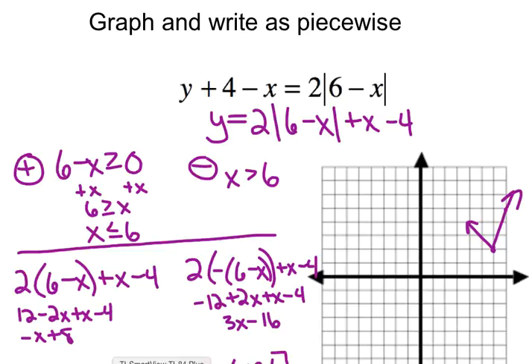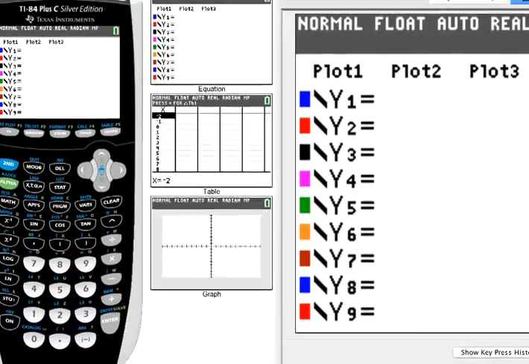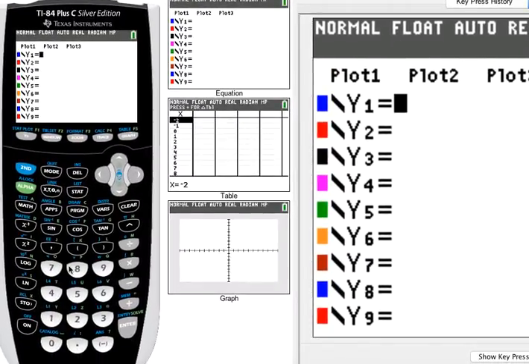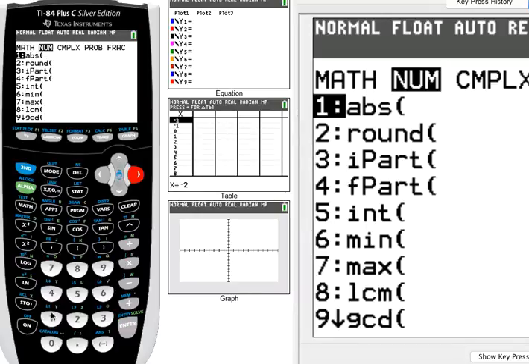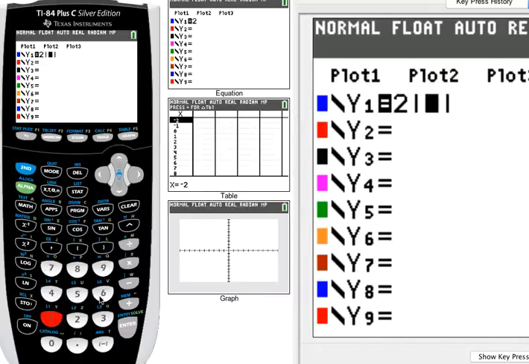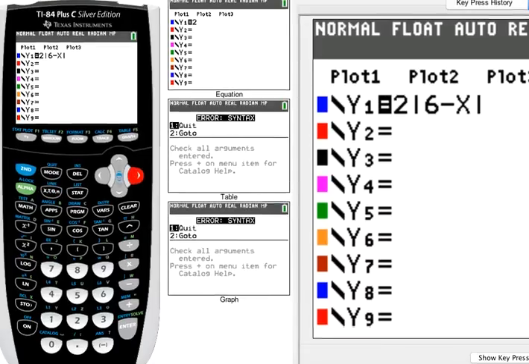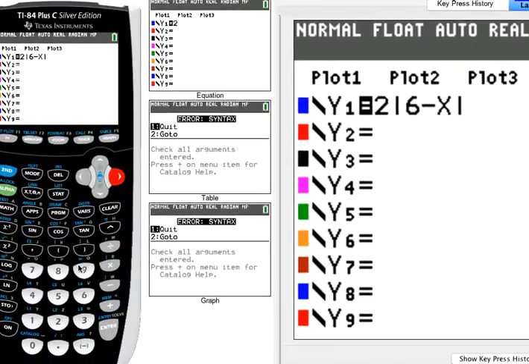So I'm just going to check it. You don't have to do this, right? But I'm just going to show what the equation was. So I have 2 absolute value. If you weren't sure, absolute value is under Math, and then you go to Num. And the first one is ABS, that's absolute value. And then 6 minus x. And then on the outside, I added an x and I subtracted a 4. So plus x minus 4.